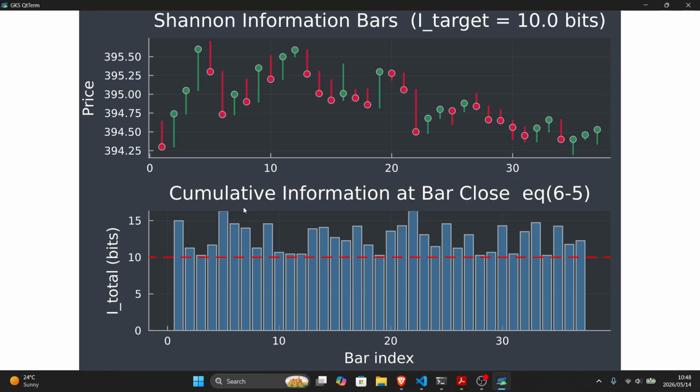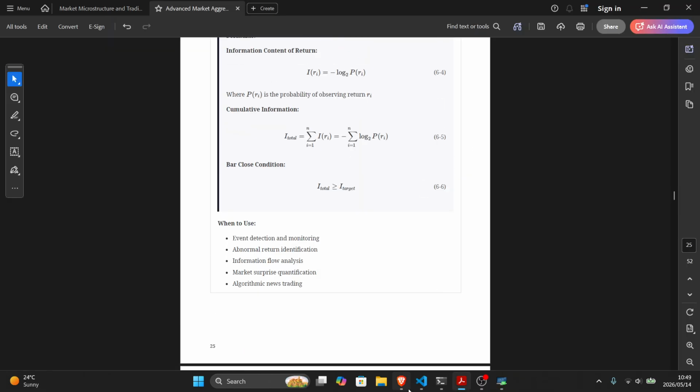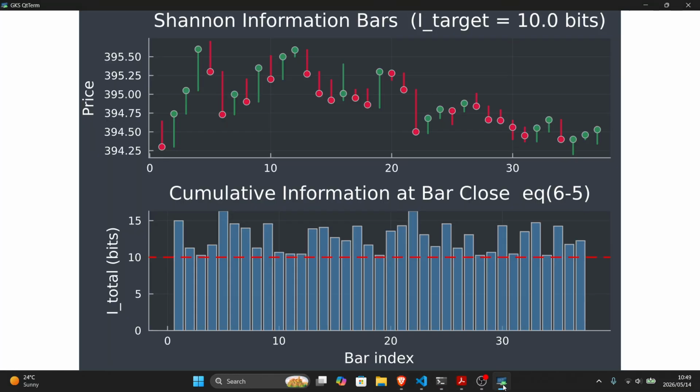And as you can see, here's our Shannon information bars, right? And essentially, when you look at the cumulative information at a bar close, which is in equation 6.5, essentially the total information, this period where it increases, decreases, increases, decreases, right? And our target threshold is essentially at 10, right? So whenever it gets crossed, these bars get met and the condition is met.